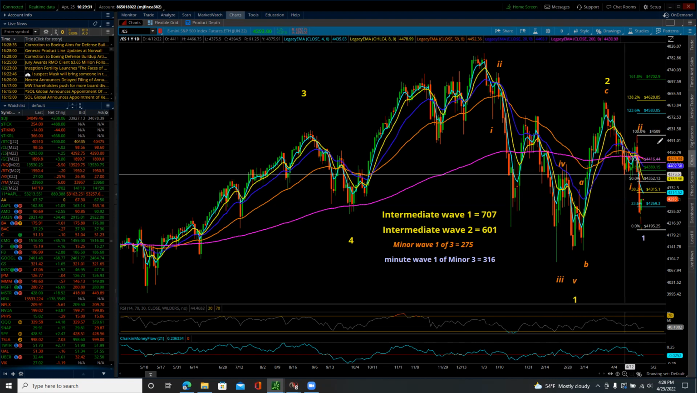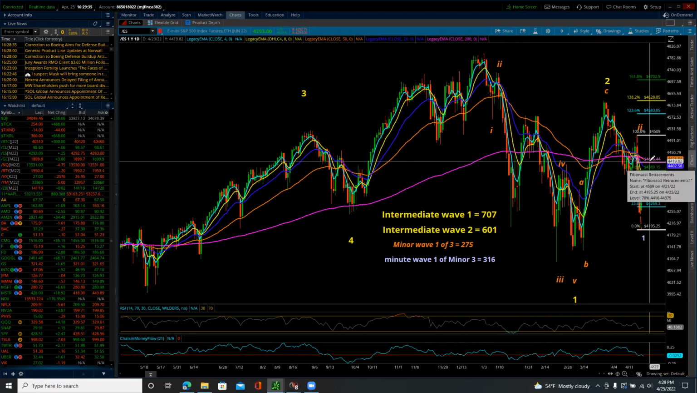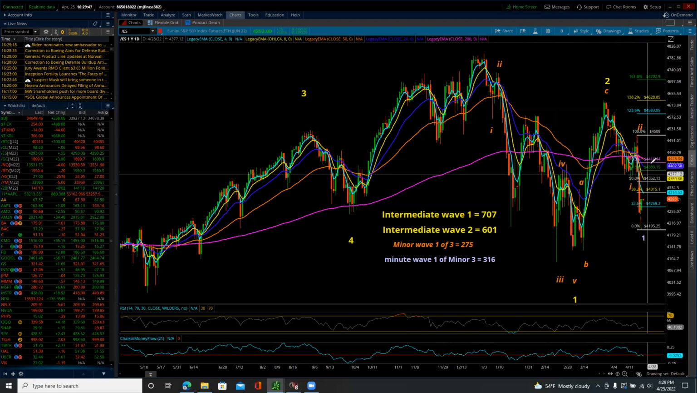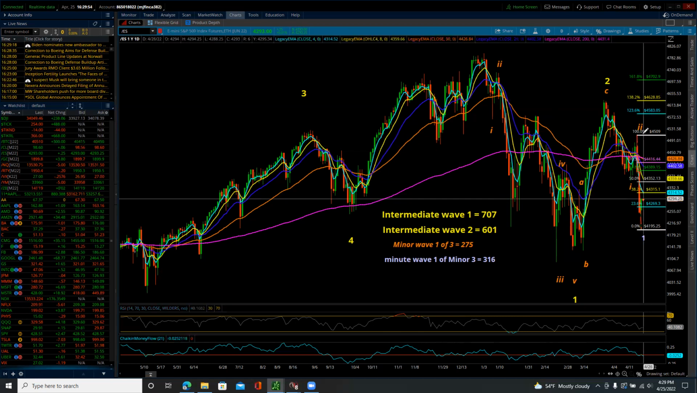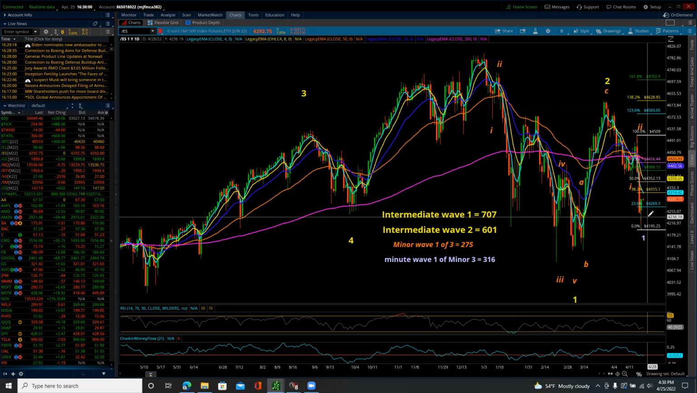I have upside targets that this minute wave two can come to. But what it cannot do is go up and cross 45.09. It cannot go above 45.09. Then it's breaking the starting point of minute wave one and therefore is no longer a minute second wave. So where can it go? We're going to discuss that in a moment.